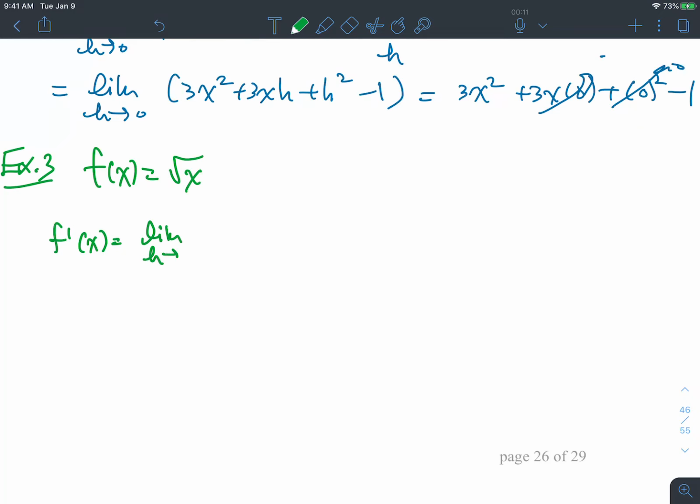The limit as h goes to 0 of f of x plus h minus f of x. So for f of x plus h, you just replace all the x with x plus h. Minus f of x, which is as it is, over h. Now, when you have that, what do we do? If we said multiply by the conjugate, you're absolutely, positively correct.